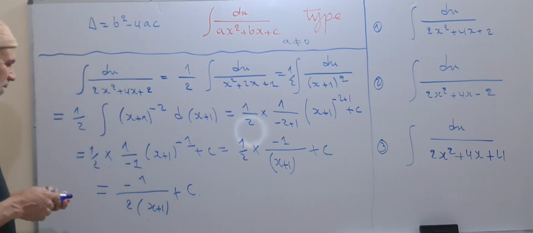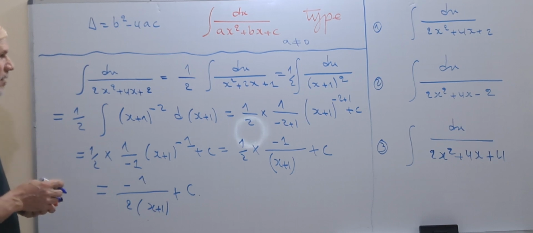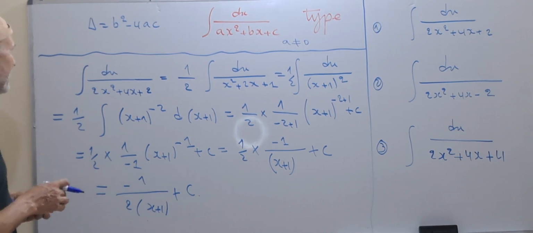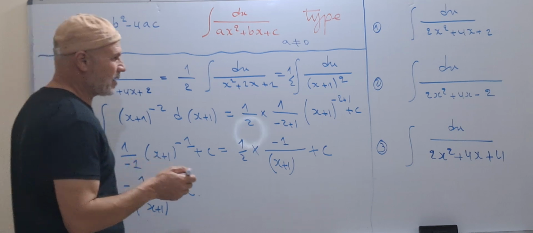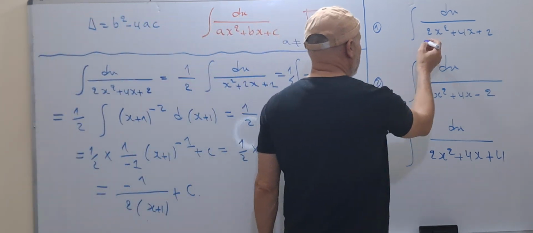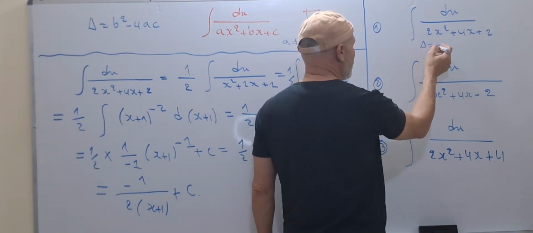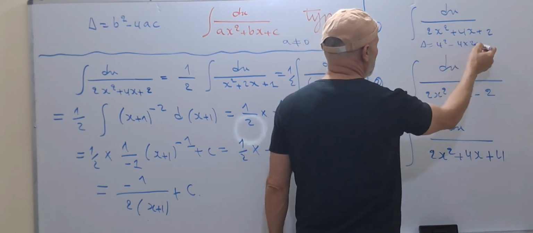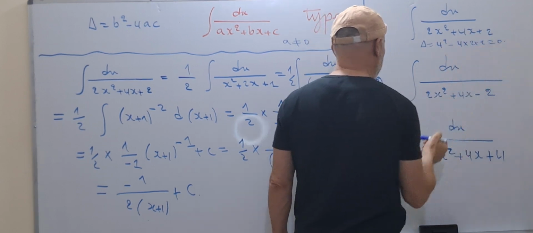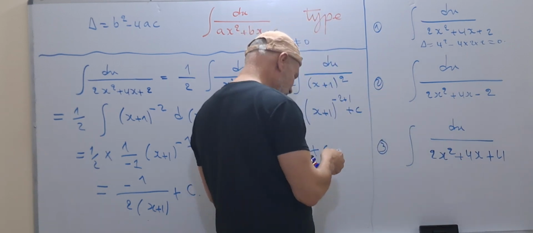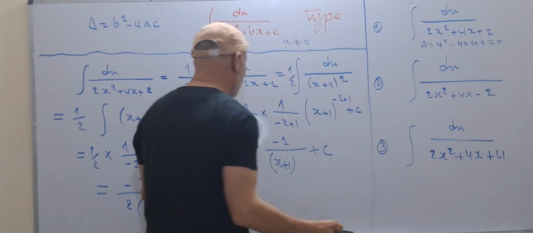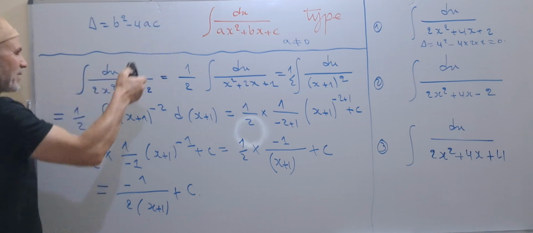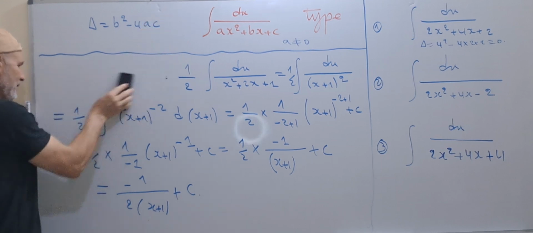This is the first case when delta is equal to 0, and this is an example. Here delta is equal to 4 power 2 minus 4 times 2 times 2, which is equal to 0. The second case, here we have also the second case of this kind of problems.